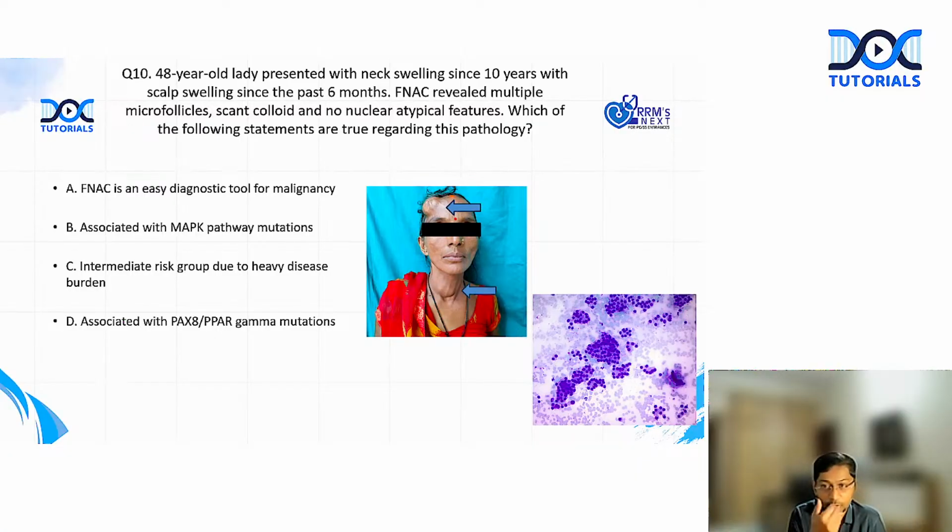Now remember, when we talk about thyroid cancers, there are two pathways. You have the mitogen activated protein kinase pathway, which is known as the MAP kinase pathway. These are more commonly associated with PTCs. This is where your BRAF mutation comes into play.